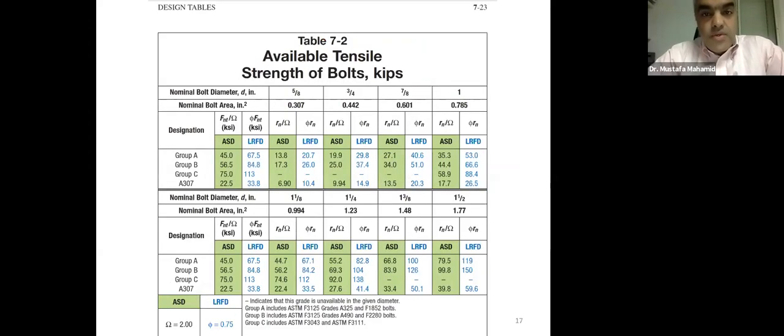Now Table 7-2 in the AISC manual gives the available tensile strength for bolts. Again, for the different groups A, B, C, and A307, we're given the tension stress in ksi, and we're given the capacity in kips for the different bolt diameters, and that's again for a single bolt, in small rn, in ASD and LRFD.